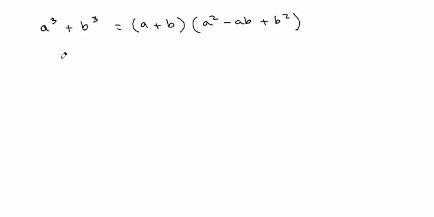There are a couple of useful formulas in factoring you want to remember. The first one is, if we have an expression in the form a cubed plus b cubed, this can be factored into a plus b times a squared minus ab plus b squared. And the second one is similar to the first one. a cubed minus b cubed is equal to a minus b times a squared plus ab plus b squared.